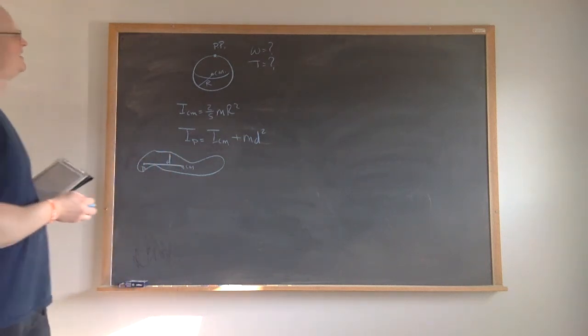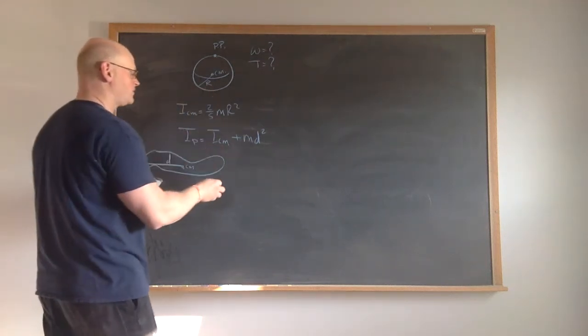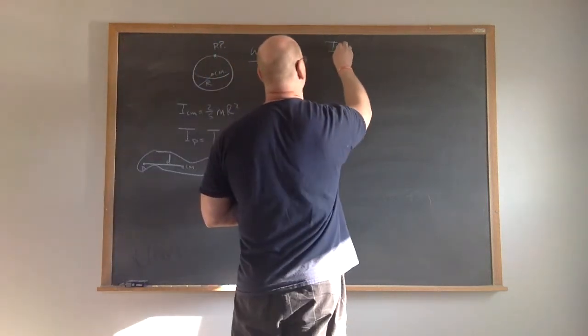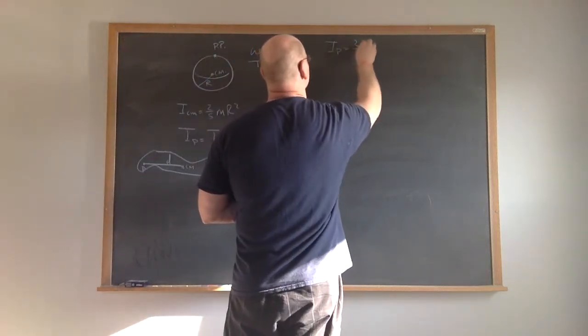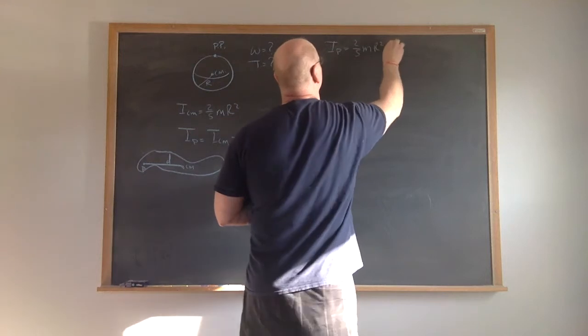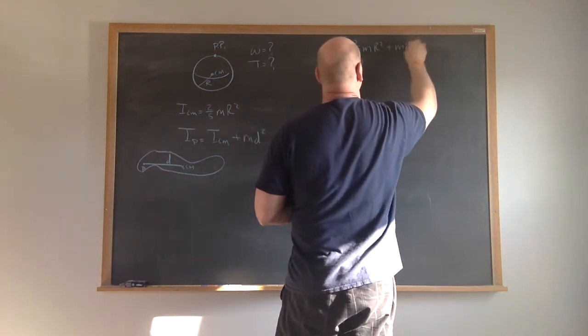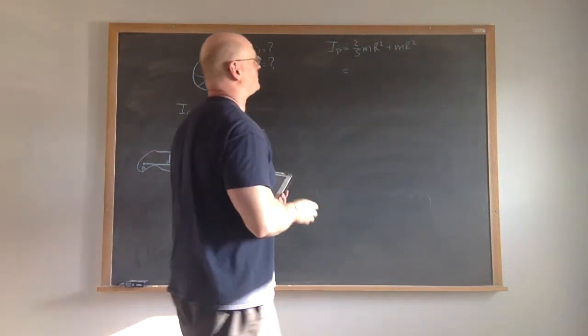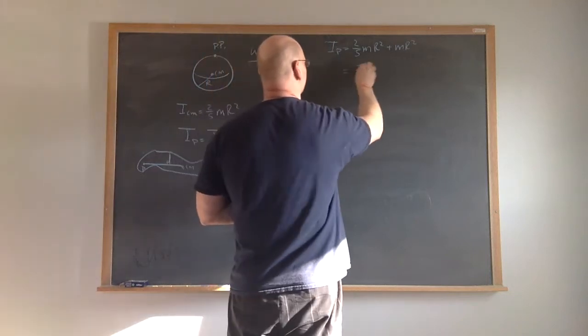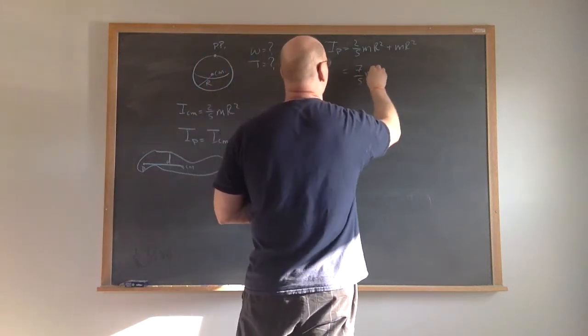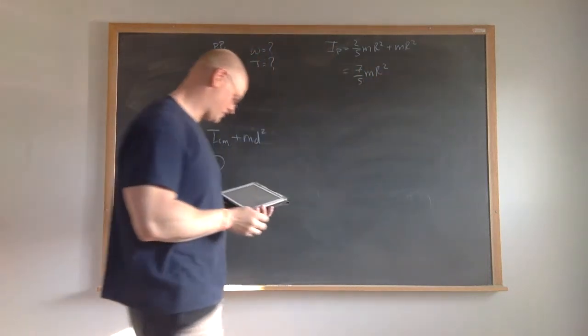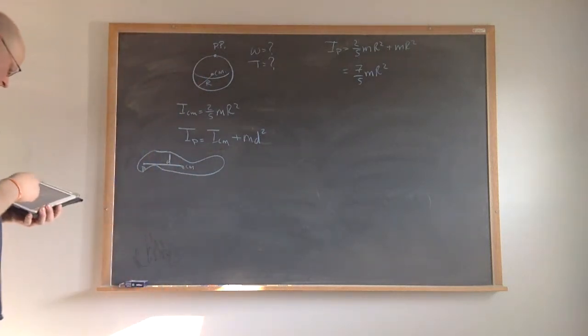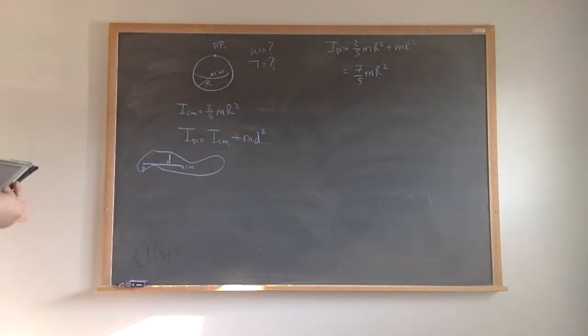Now in our case, that distance is simply r. So for us, the moment of inertia about that pivot point is 2/5 mass radius squared, plus the mass times the radius squared, which is the same thing as 7/5 mass times the radius squared. So this is our moment of inertia about this particular point.